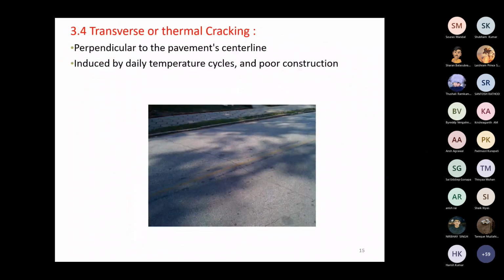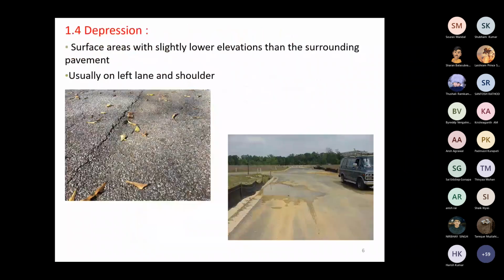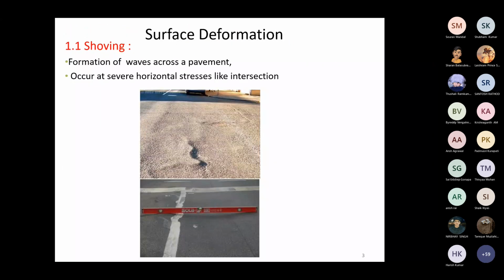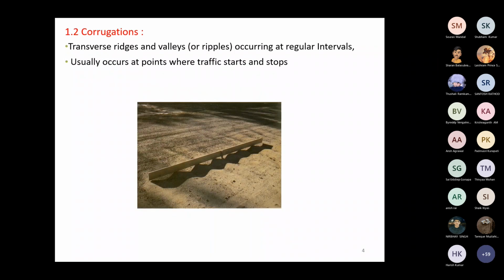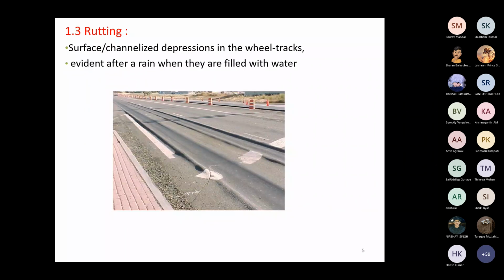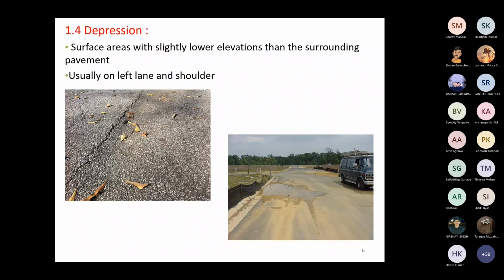So those are the rigid pavement distresses. For a flexible pavement, shoving means a formation of waves across the pavement. Corrugations mean transverse ridges and valleys or ripples occurring at regular intervals. Rutting is a longitudinal depression along the wheel path.